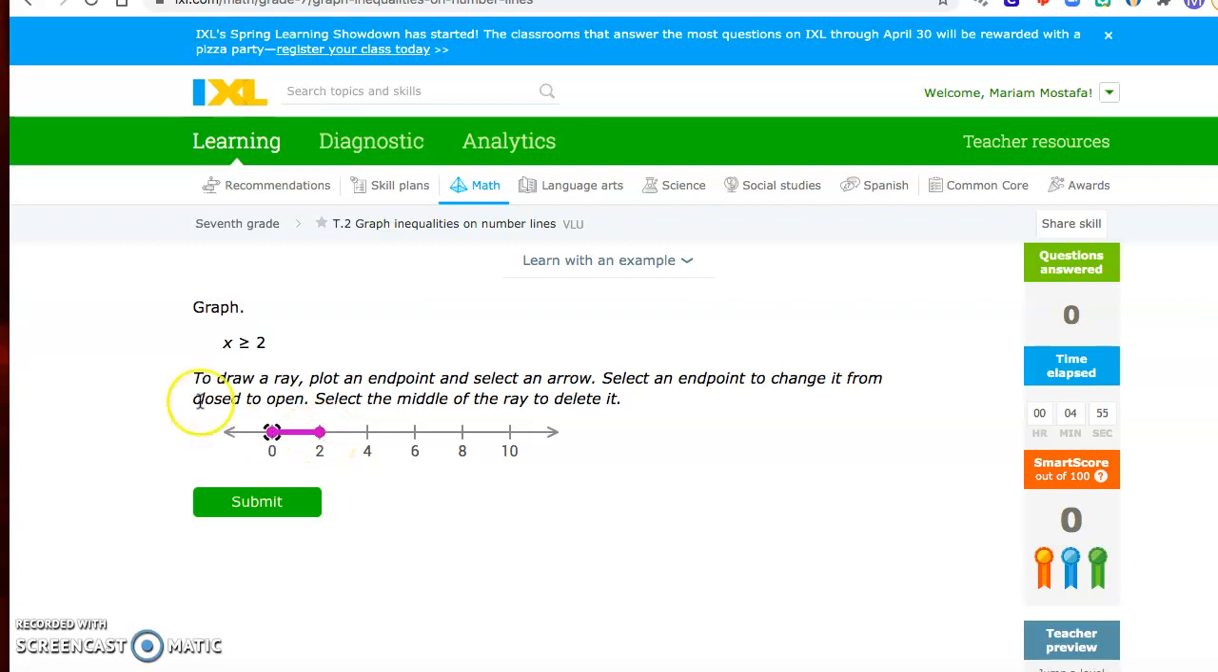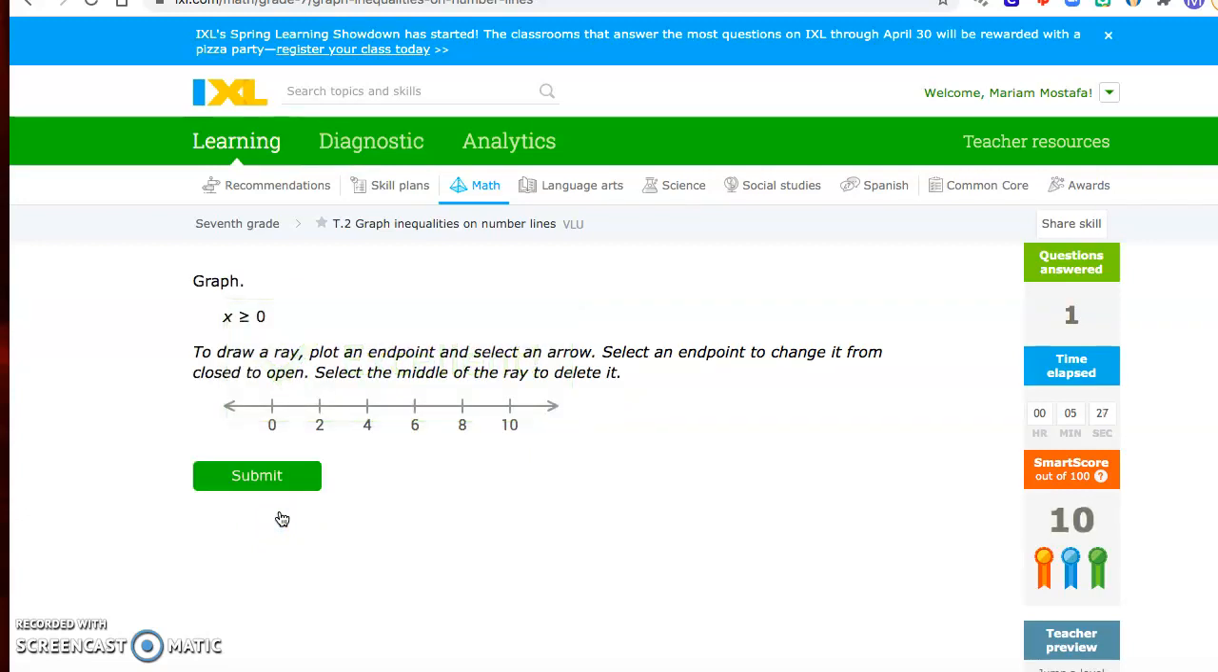And then I'm going to graph numbers that are greater than 2. So here is going to be a closed circle, and I'm going to graph it like this, because these are all the numbers that x can be. It could be 2, 3, 4, 5, 6, 7, 8, 10. So this is how you graph inequalities, okay? That's the first one.